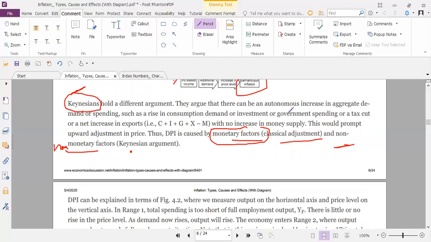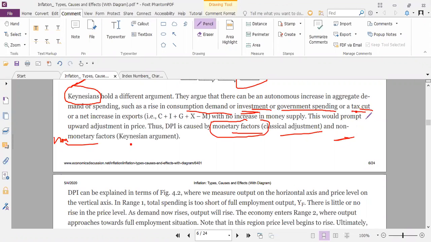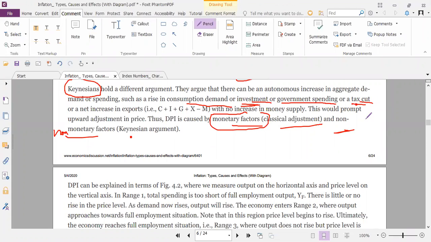So he says that there can be an increase in aggregate demand or spending, such as a rise in consumption demand or investment. So investment demand can increase, or government spending, if government spending increases, or a tax cut, what happens? The tax money we pay stays in our hands, so then we have more money, right? So the money in our hand will increase, right? Or a net increase in exports with no increase in money supply. Here the money supply is actually not increasing, that is, new printing of money is not happening, but whatever is available, whatever money was kept aside somewhere suddenly comes into supply in the economy, then this problem will arise. So there are both monetary as well as non-monetary factors.